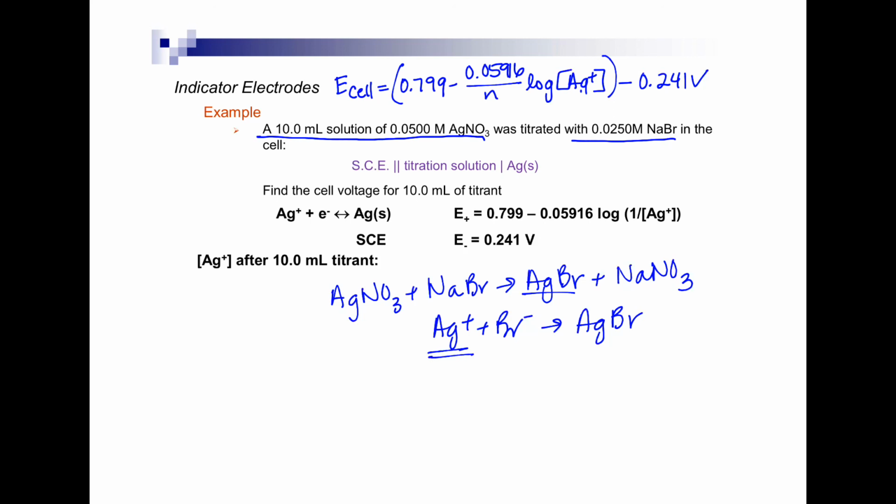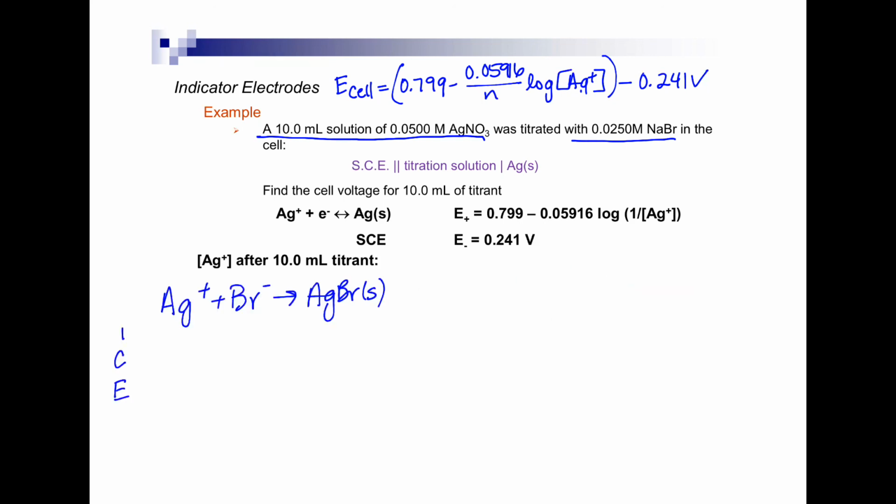And we need to figure out how many of those ions are left when we've added 10 mils of 0.025 molarity bromide to 10 mils of 0.05 molarity silver ions. Okay, I cleaned up the screen a little bit, and I need to calculate how much silver is going to be left over after this reaction is done.